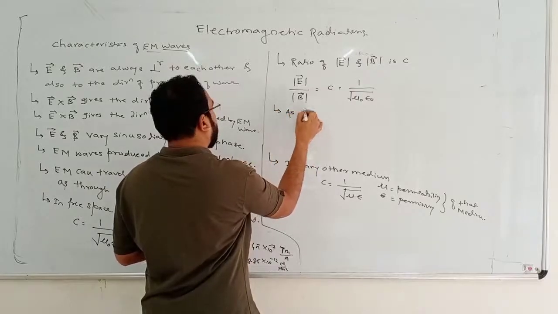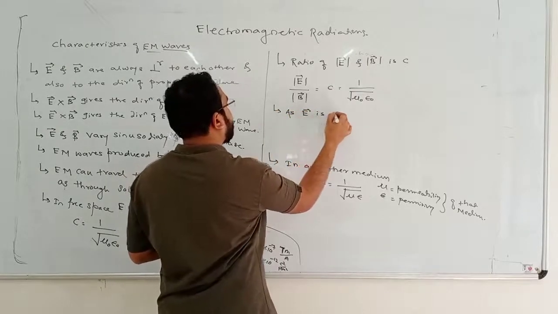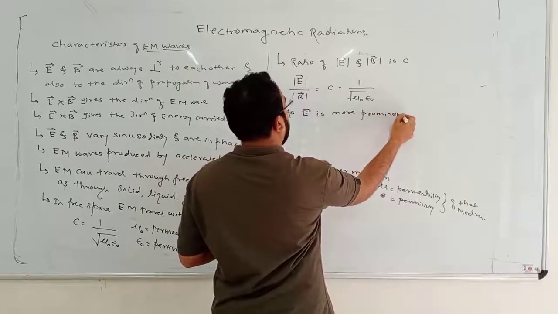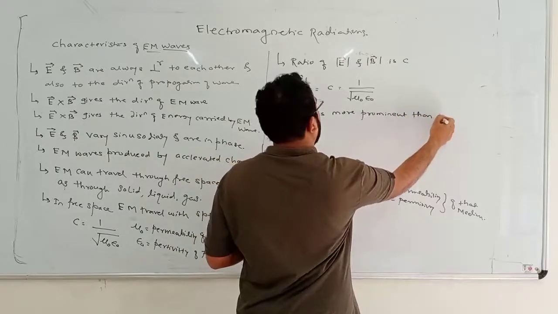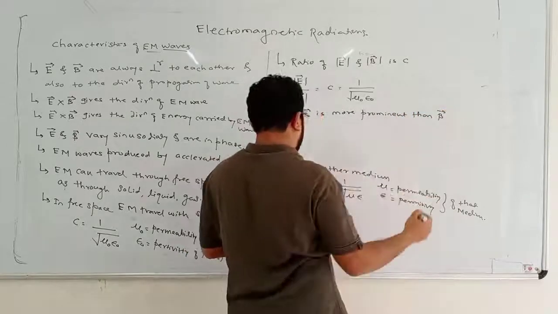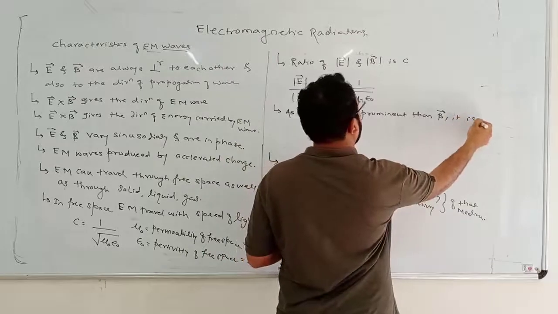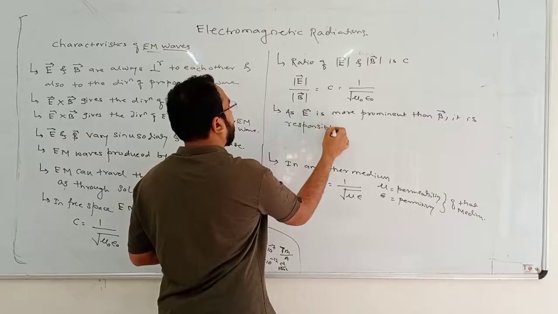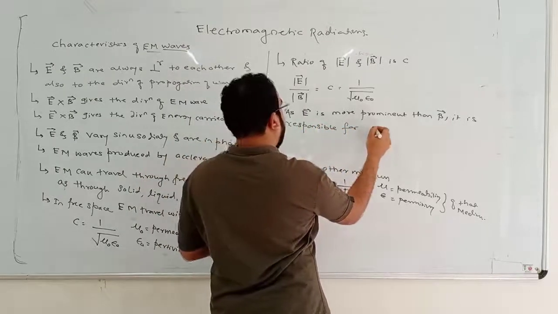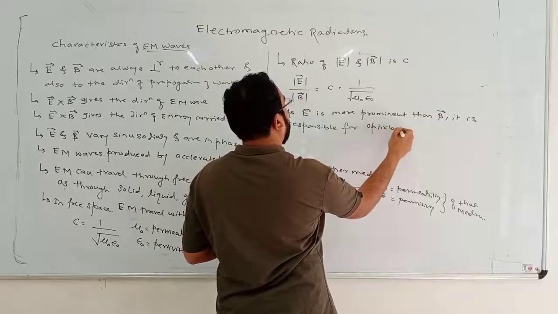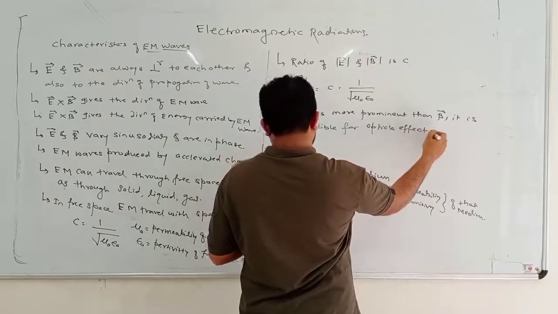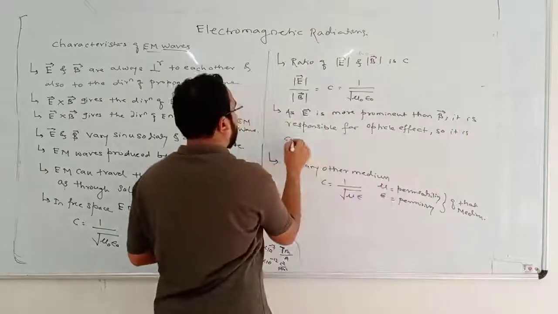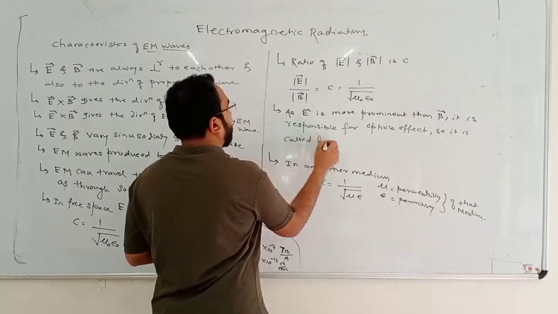As electric field is more prominent than magnetic field, it is responsible for optical effect. So it is called light vector.